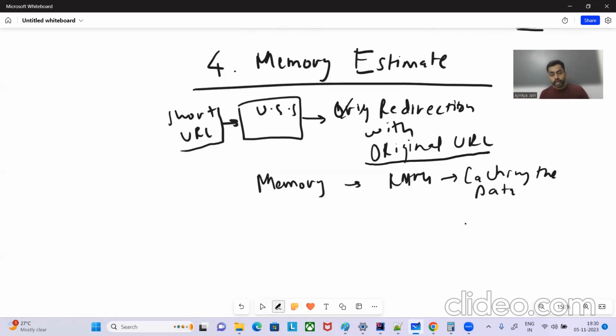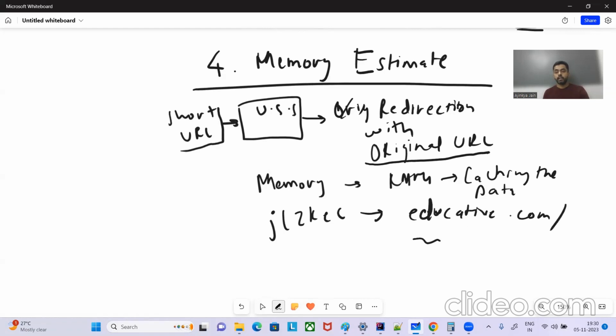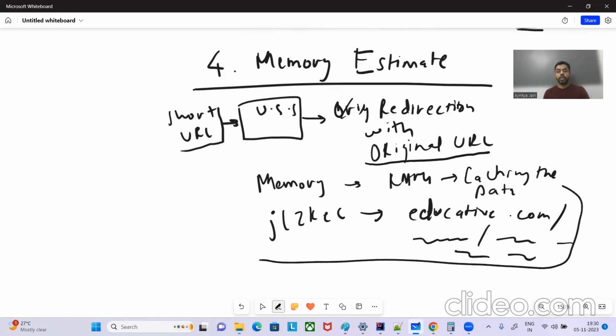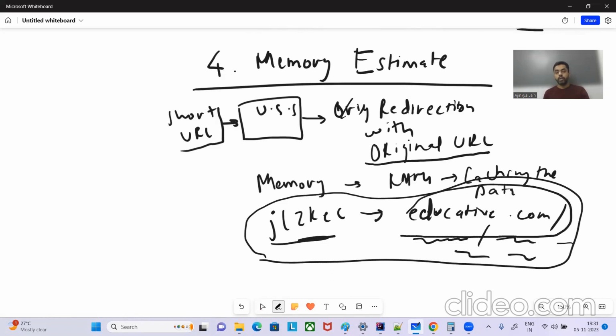So we need to cache or store, for example, the short URL, whatever short URL, JLZKEC. If this is the short URL, what would be the mapping? Let's say the mapping would be educative.com and some big URL. So we want to store this key-value pair in our cache, in the memory. Whenever a short URL is provided by the user, we will provide this value faster from the key. So on a high level, we need to store this in the memory.